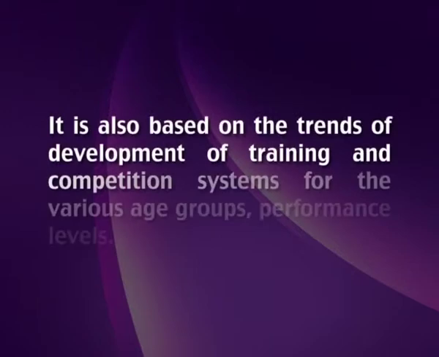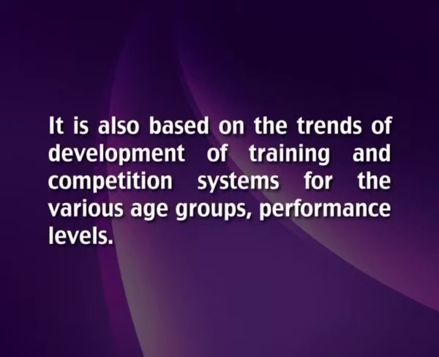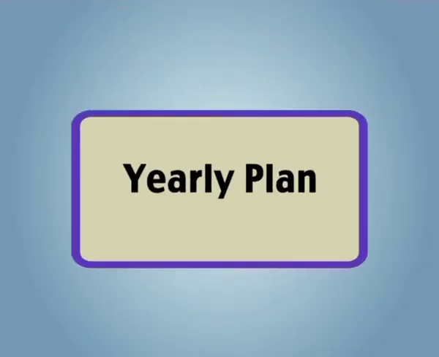It is also based on the trends of development of training and competition systems for the various age groups, performance levels. It mainly contains information about performance development for a certain period and the necessary performance prerequisites. It also contains the basic training methodological guidelines for achieving the desired performance. The second is a yearly plan. These plans are made for effective formulation and implementation of training for a period of 1 year. The yearly plan is prepared on the basis of the training conception.